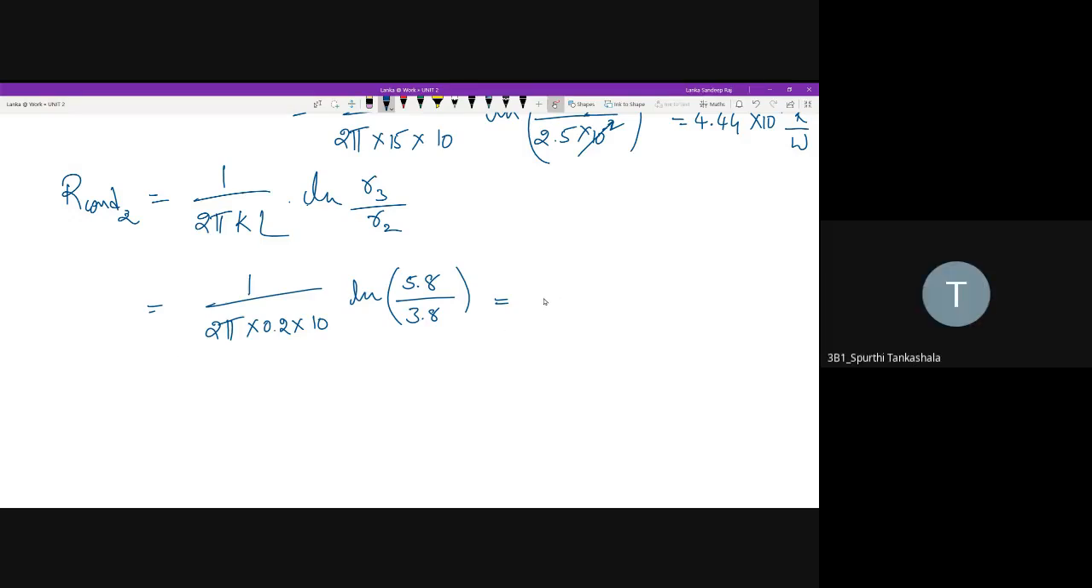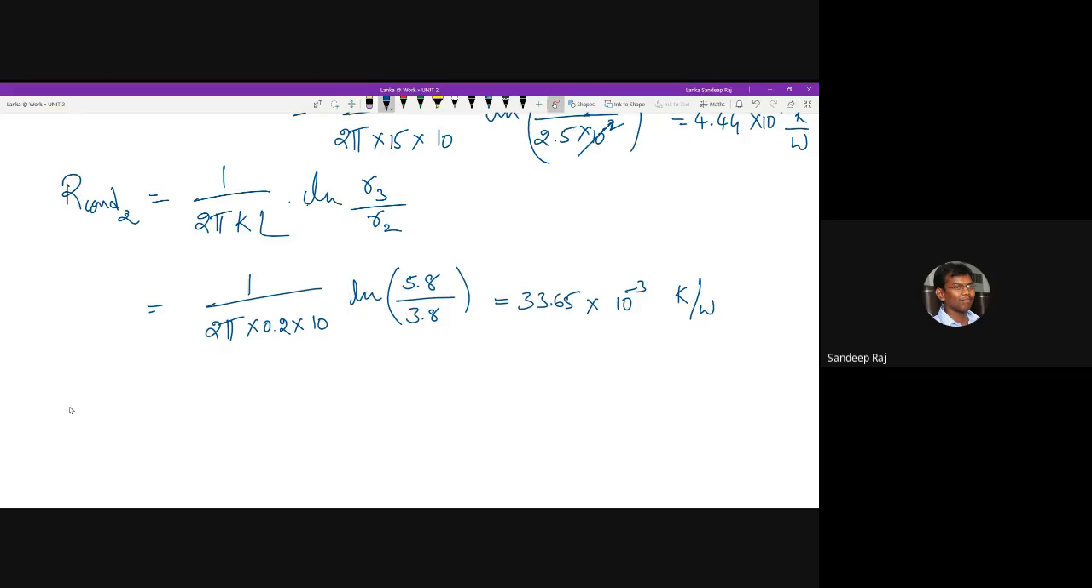0.033. Sir, I got 0.66, sir. Then you are wrong. You have to correct. What I have with me here is 33.65 into 10 to the power of minus 3 Kelvin per watt. That is R conduction 2. Is it okay? Yes, sir. So that should be okay.